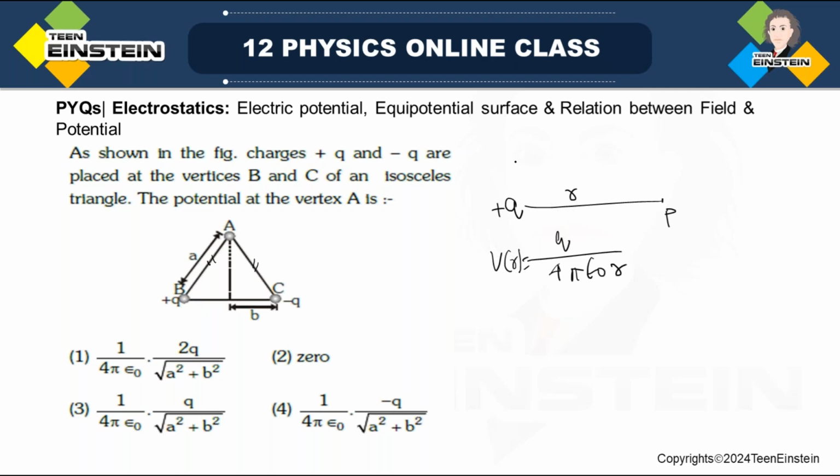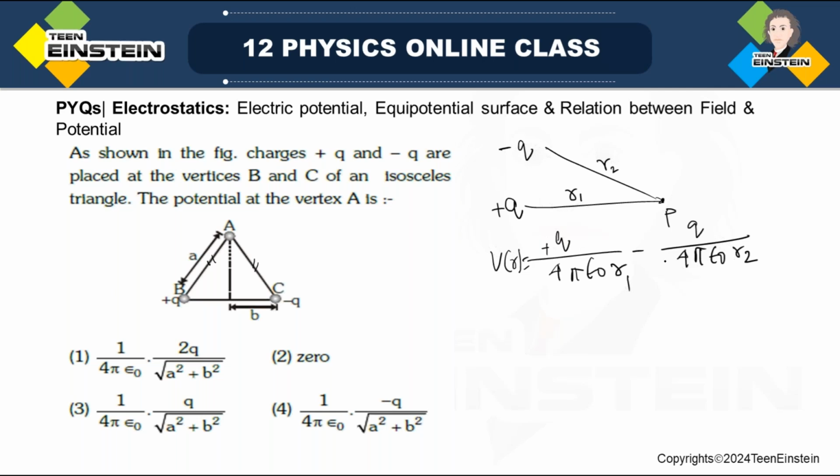Suppose you have two charges side by side and you want to calculate the potential at this point due to both the charges. In this case, you have to take the algebraic sum of the potentials, because potential is a scalar quantity. Let me take this as R1, this is R2. So the net potential at this point P due to these two charges will be Q by 4 pi epsilon naught R1, and this is R2 with a minus sign. So potential can be negative or positive depending on the nature of the charge.